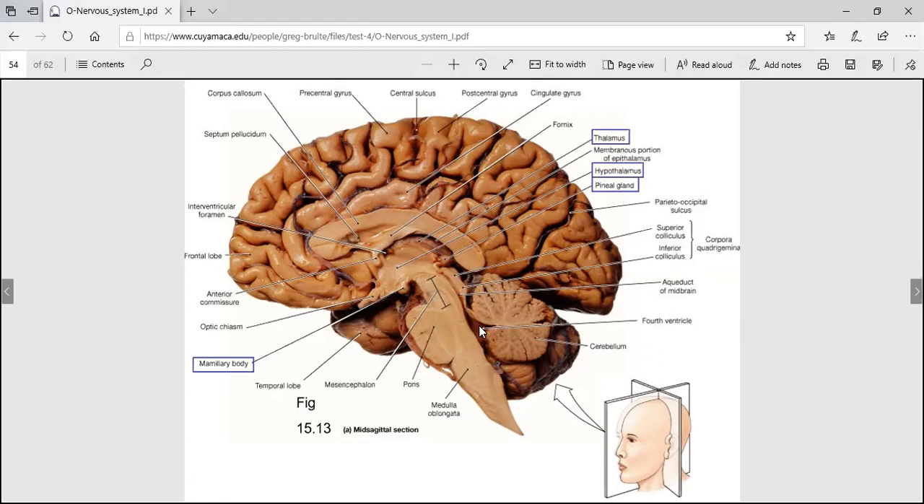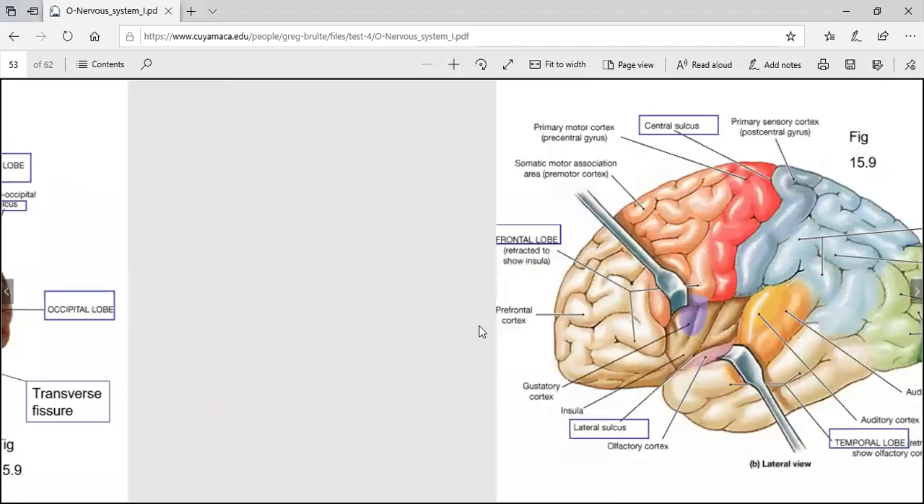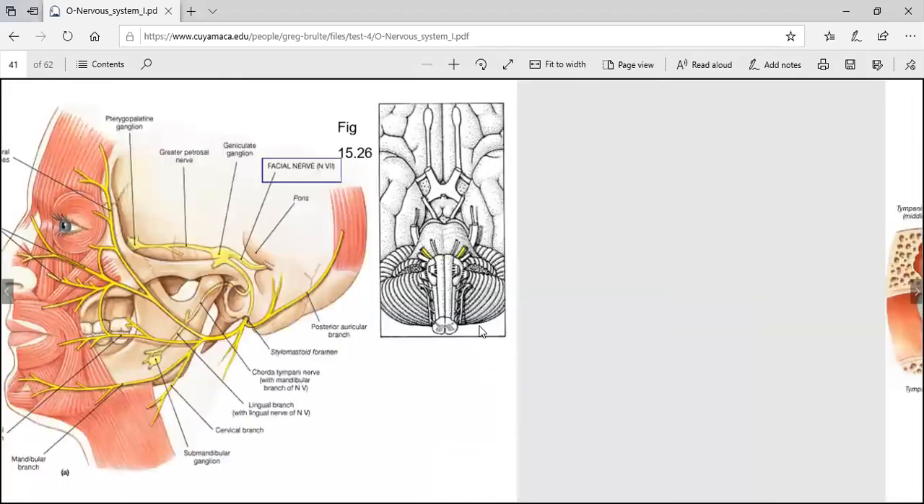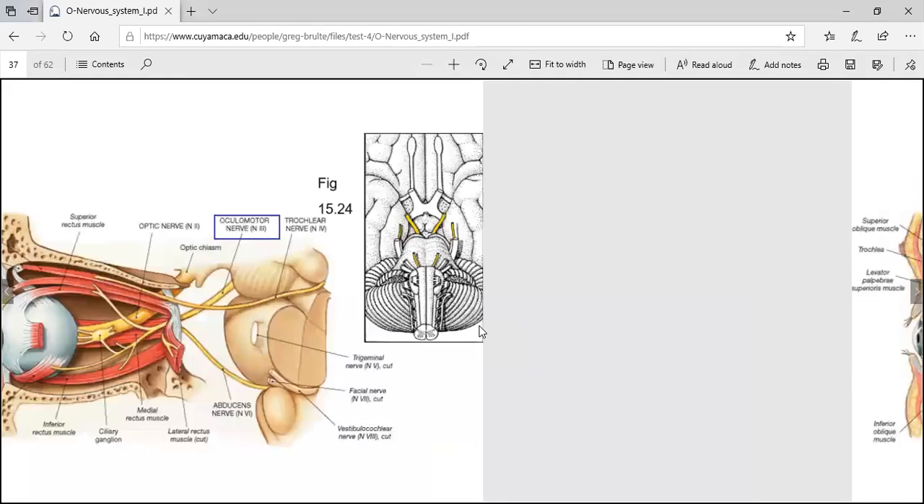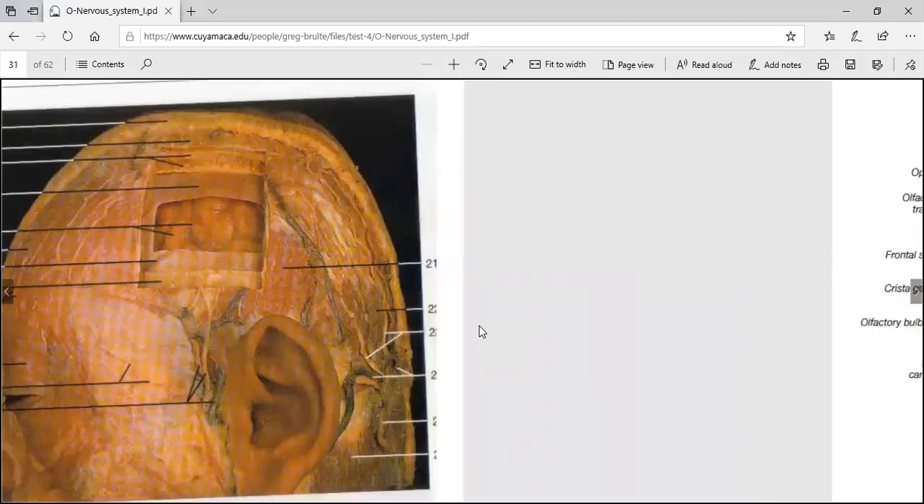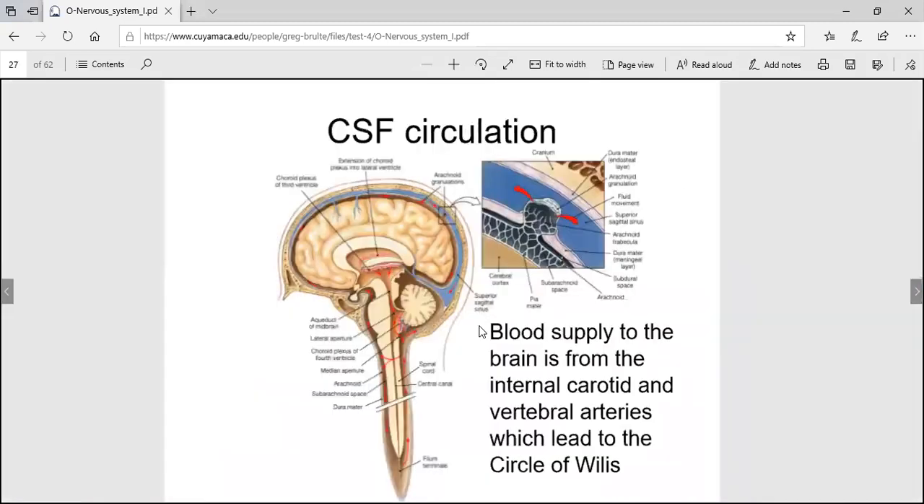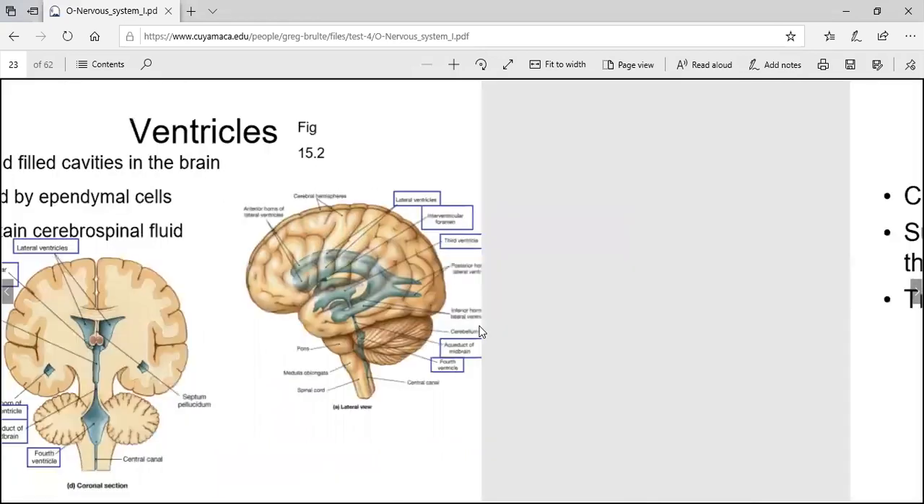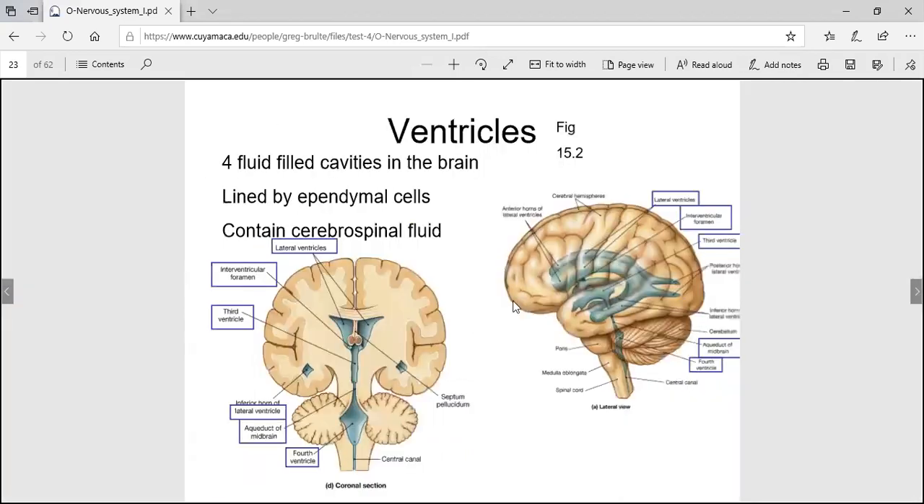I kind of skipped over ventricles. We're going back up for a second. So ventricles are hollow areas in the brain, and CSF, cerebrospinal fluid, is in those areas, and sometimes it's produced in those areas. So let's back up and show you what ventricles look like. I skipped them on purpose so I could show you that. All right, where's my ventricles? There. So here's a frontal section, and here you're looking from the side.